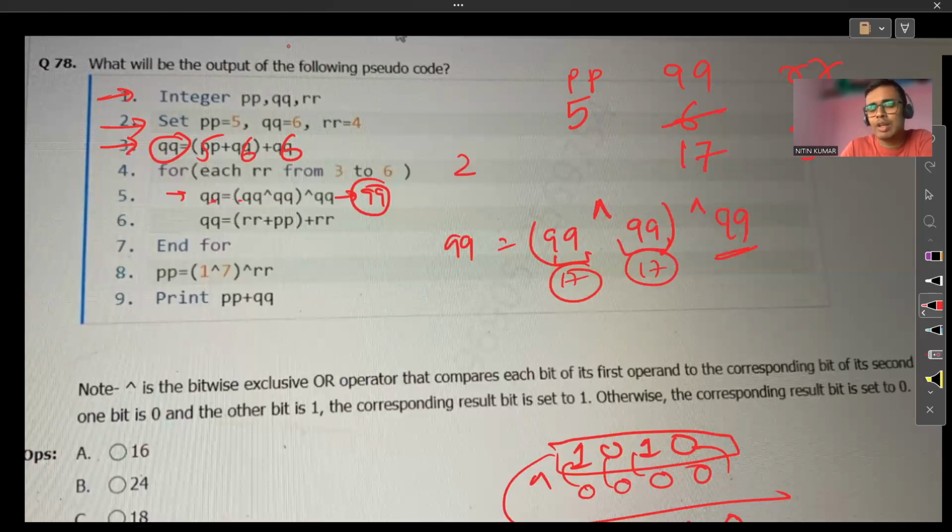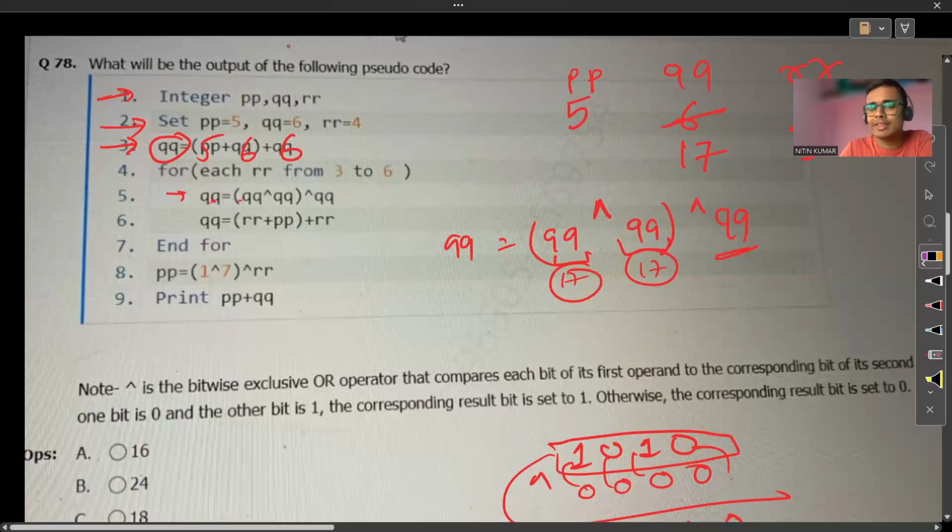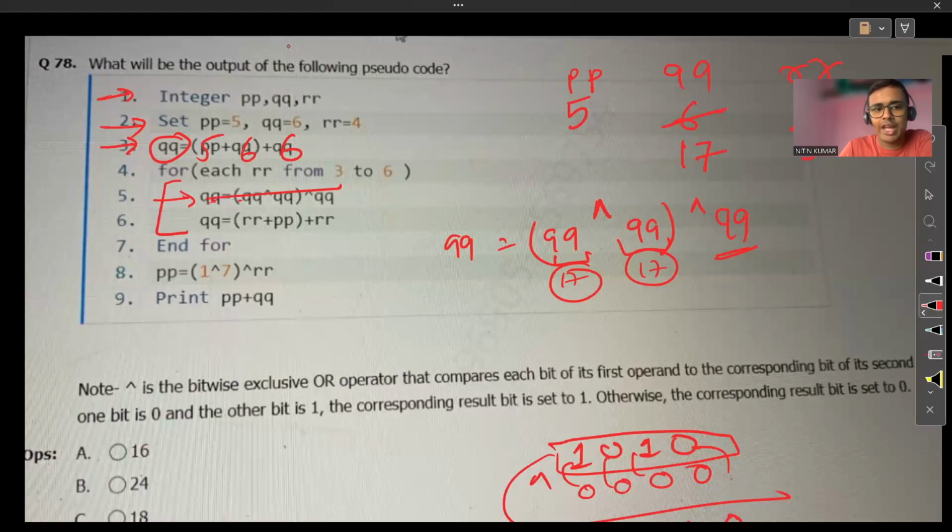So this line has no significance because QQ is equal to QQ. You are assigning a value that is initially 2 and you are assigning it back to 2. Does this have any significance in my code, or does it change any value in my code? No. So this has no significance. Now we are getting to the next line, because these two lines are executed every time the for loop runs.